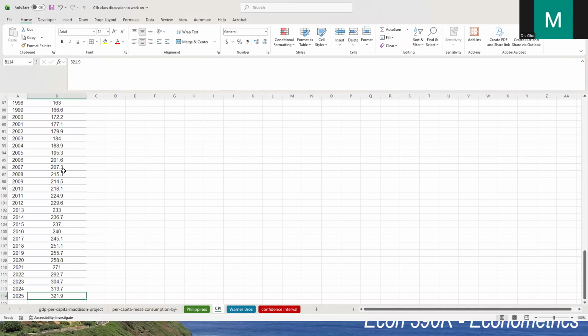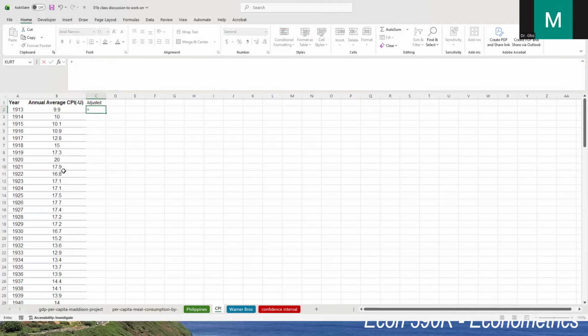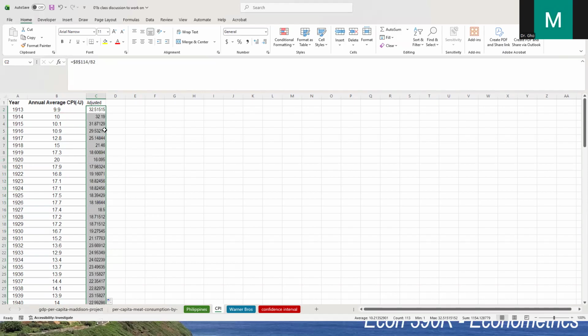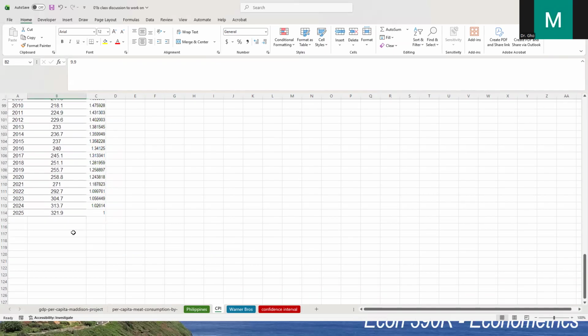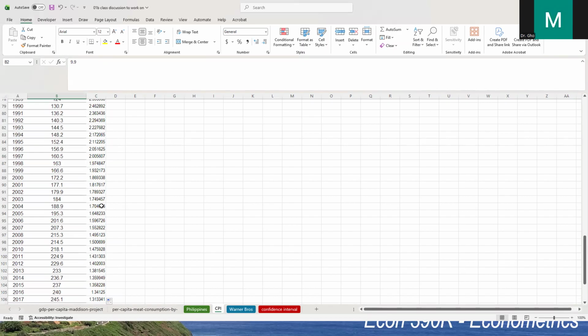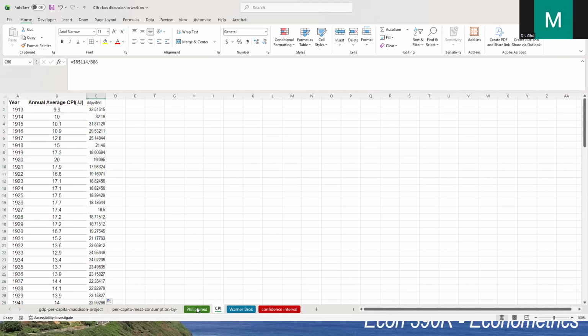We're looking at cell B114. To do that, B114 divided by that year's CPI. I'm going to copy that all the way down. What this tells us is that $1 in 2025 is the same as $32.50 in 1913. I'm going to go to another year. $1 in 2025 is about $2 in 1997. That's how long it takes to double, at least using the rates of inflation.